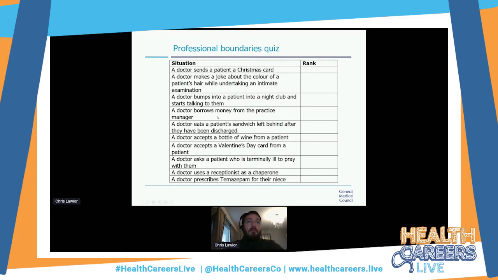So where's the wine one? Let me find it. How can I not find this? There. A doctor accepts a bottle of wine from a patient. So that's thinking about gifts. Is it okay for you to receive a gift from a patient, whether it be a bottle of wine, a box of chocolates, a bowl of fruit? Looks like we've got most of the list coming through, so try and move through them as quickly as possible.